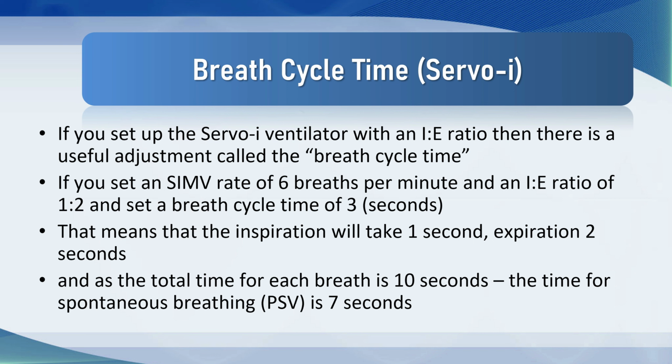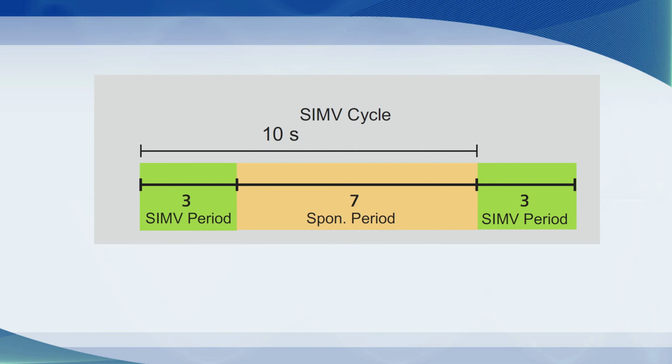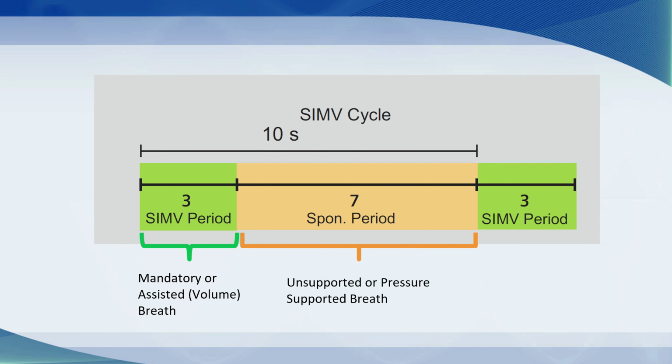As the total time for each breath is 10 seconds, so we've given 6 breaths, 10 seconds for each breath, and the SIMV window is 3 seconds, then the spontaneous breathing period is 7 seconds. So the way it's set up is like this: SIMV period, 3 seconds, spontaneous period, 7 seconds, SIMV period, 3 seconds. And in that SIMV period, you may get a mandatory or an assisted breath. And then, of course, in the spontaneous period, it's unsupported or pressure supported, and then we're back to our mandatory or assisted breath. But keep in mind that if the patient does take a breath early in the SIMV period, they go right on to the spontaneous period.